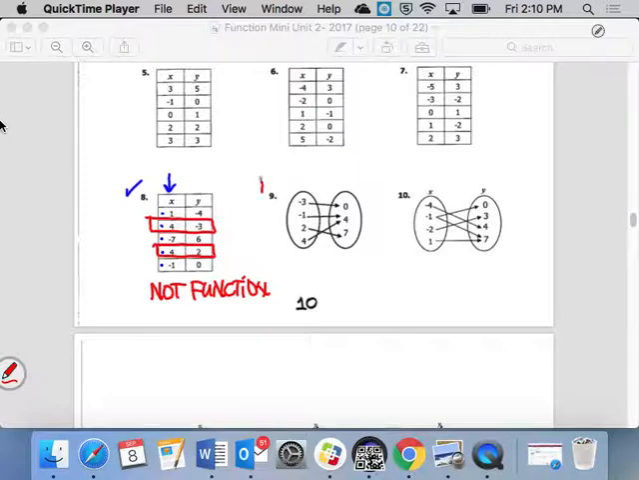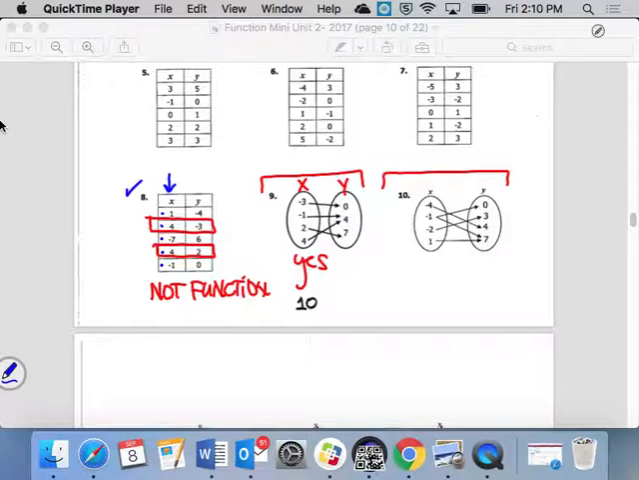So let's compare number 9 to number 10. When I look at the x values in my mapping, I can see that I have 4 different x values, and each x value just has one arrow indicating that it has a y partner in the other oval, in the other mapping column. So that means that this would be a function.